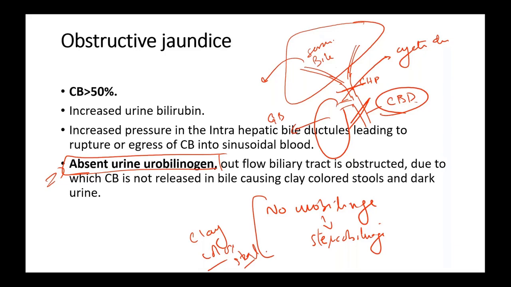And then there will be dark urine. So urobilin, because urobilinogen will go to the kidney, converted into urobilin. If urobilin is not there, the urine will be dark, because urobilin gave light yellow color to the urine. If it is not there, dark urine.